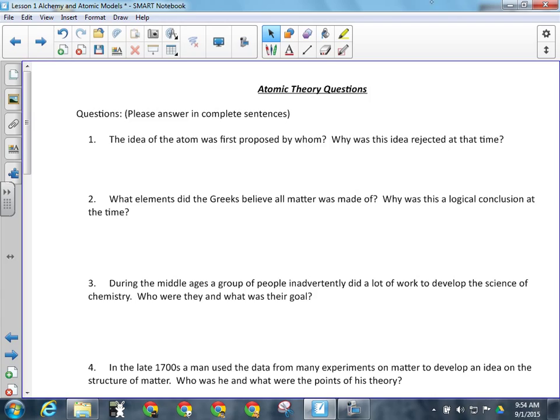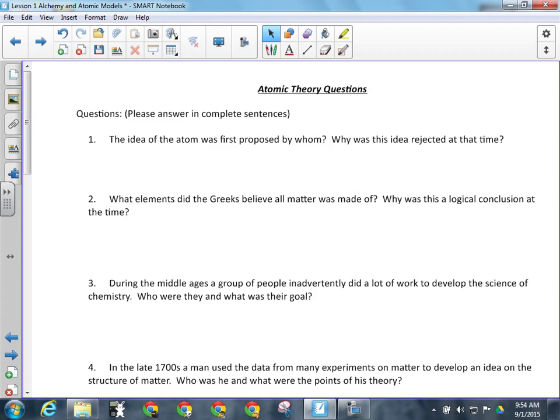Okay, so for our first question here, the idea of the atom was first proposed by whom? Democritus. Okay, why didn't people like it? There was no way to prove it. It was kind of complicated, and there's one other reason. Right, everyone liked the four elements better, because it just made more sense to them. It was something they could understand.